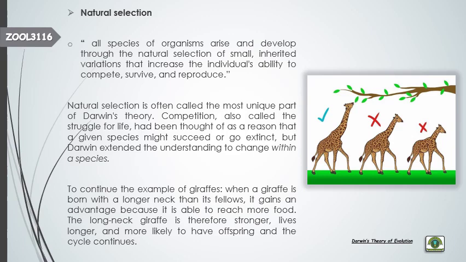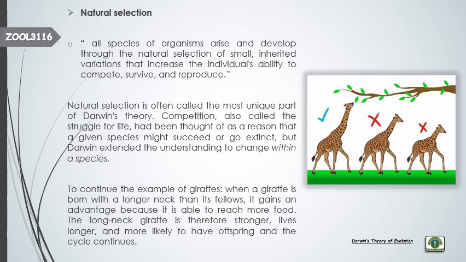Competition, also called the struggle for life, had been thought of as a reason that a given species might succeed or go extinct. It depends on the competition which species will succeed and which species will go extinct. But Darwin extended the understanding to change within a species. This is what I told you earlier, that Darwin talked about the change that takes place within the species.